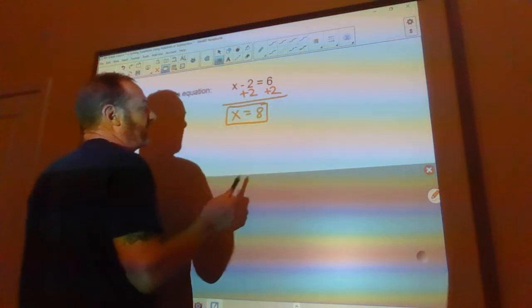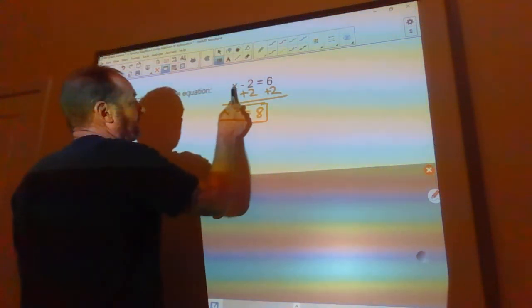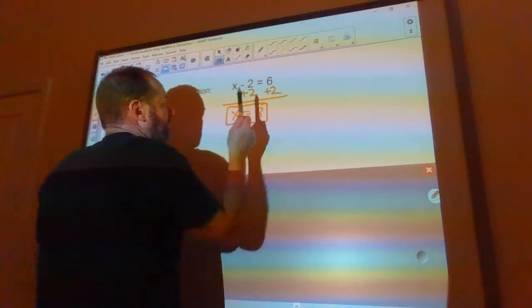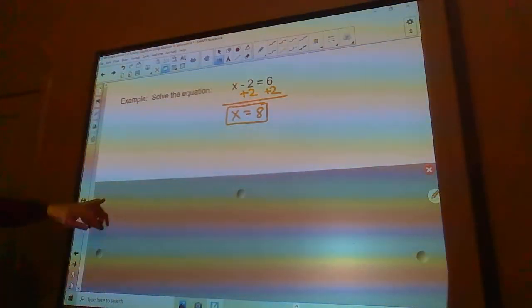And I can always check it. If I'm not sure, I can take 8 and I can put it in for x. 8 minus 2 is 6. That works. So that's my check.